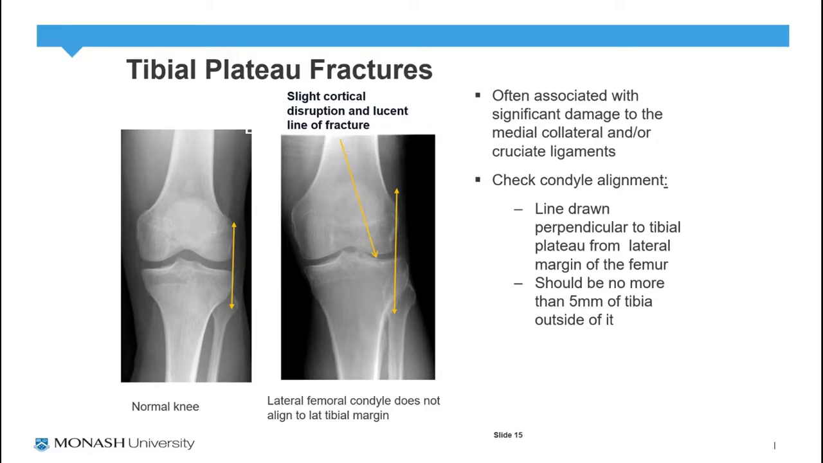On the AP view of the knee, the alignment can be measured by drawing a line from the femoral to the tibial condyles, and they should align up with each other. However, if we look on the image on the right, we can see that the medial condyles line up with each other, but not the lateral condyles. And we can see that the tibia is outside of the femoral condyle, which should not be greater than 5 millimeters. If we look very carefully, and it's indicated by an arrow, there is a lucency which indicates that there is a tibial plateau fracture.